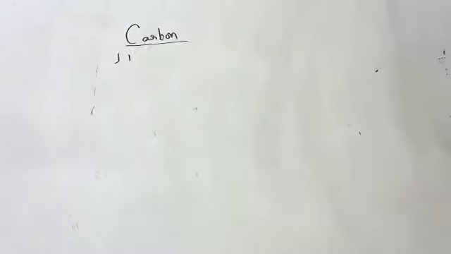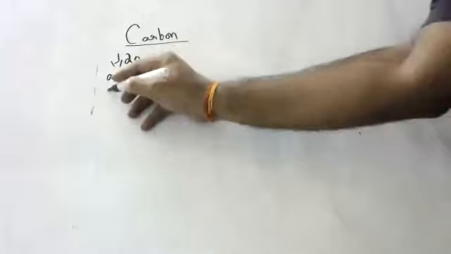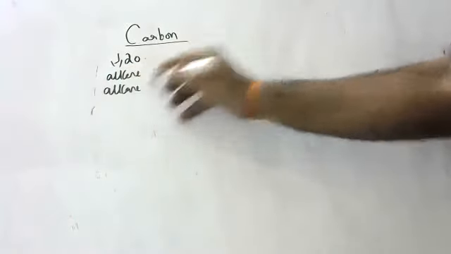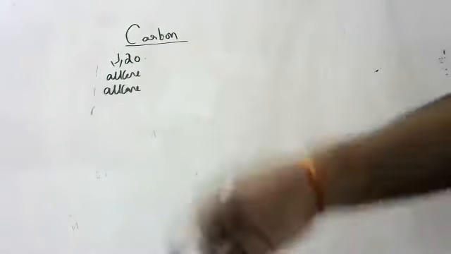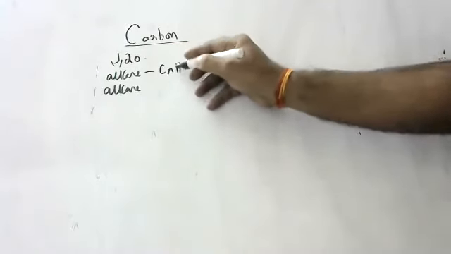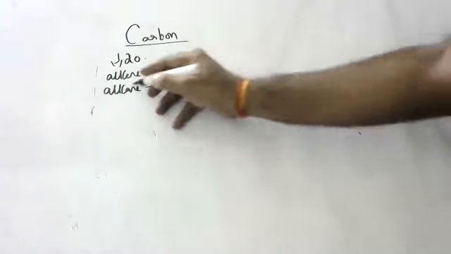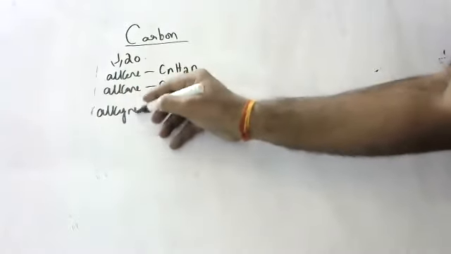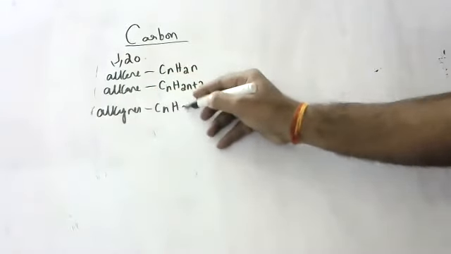I want alkene and alkane with 20 carbons. What is the formula? What is the general formula of alkenes, children? CnH2n. What is the general formula of alkanes? CnH2n plus 2. What is the general formula of alkynes? CnH2n minus 2.